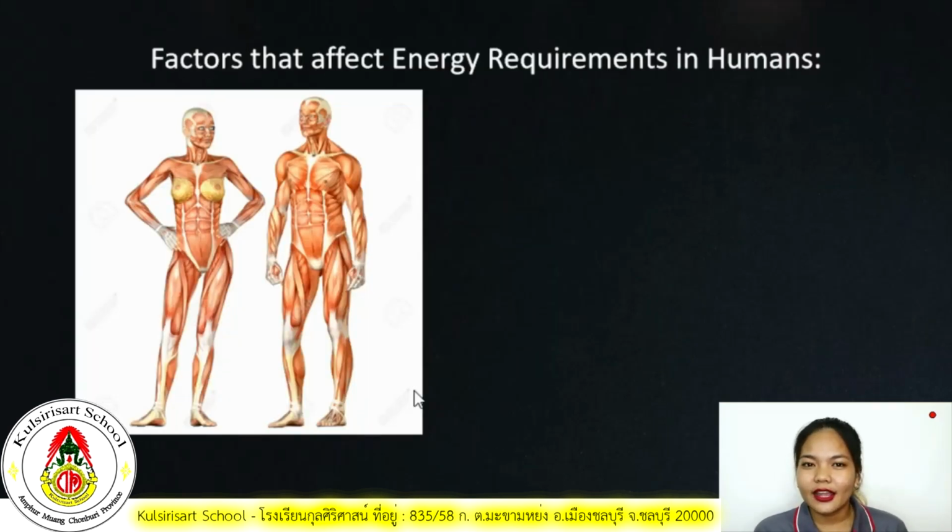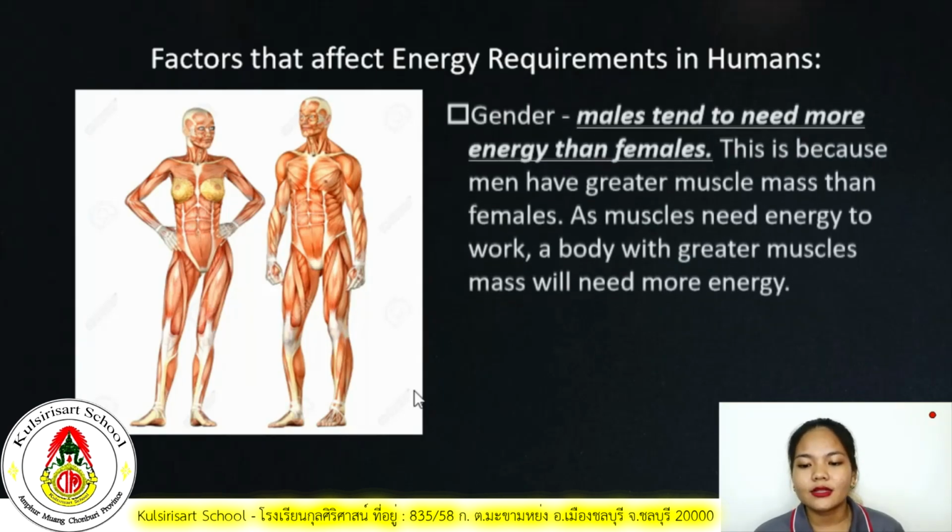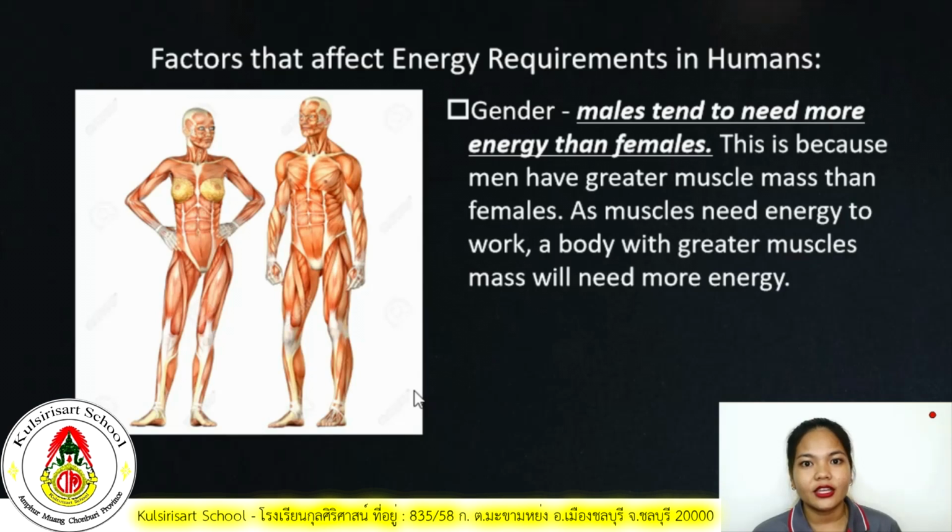Now, for the next part of our lesson, we will discuss the factors that affect energy requirements in humans, okay? The first factor that affects energy requirement in humans is gender. Males tend to need more energy than females. Why? This is because men have a greater muscle mass than females. As muscles need energy to work, a body with a greater muscle mass will need more energy.